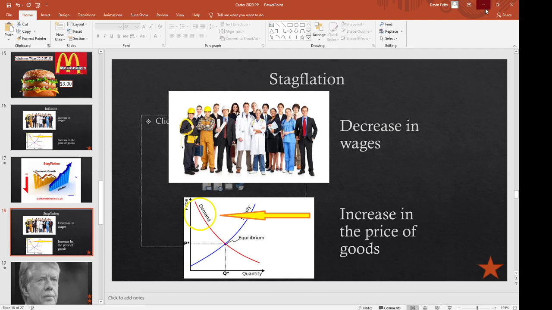And then if you go directly to the right, in the bottom right corner, under stagflation, it's asking about prices. What happens to prices during stagflation? Prices go up. So I want you to write up in that bottom right box.